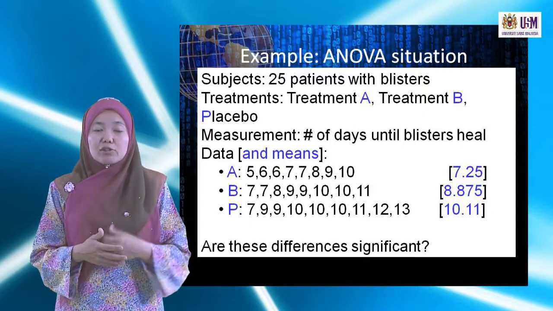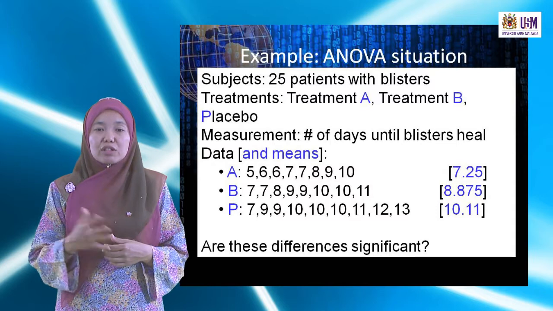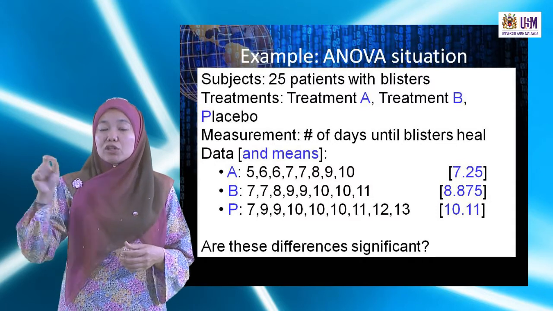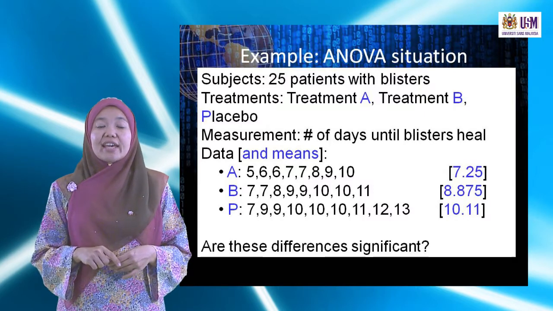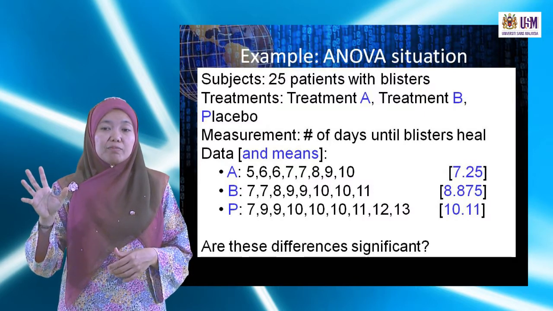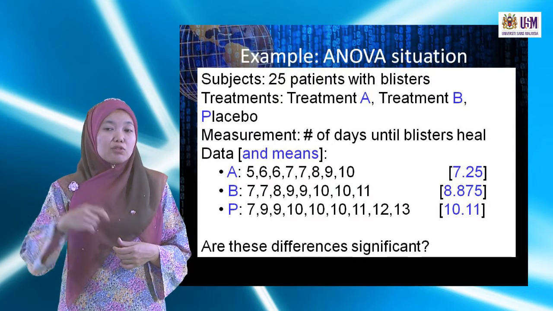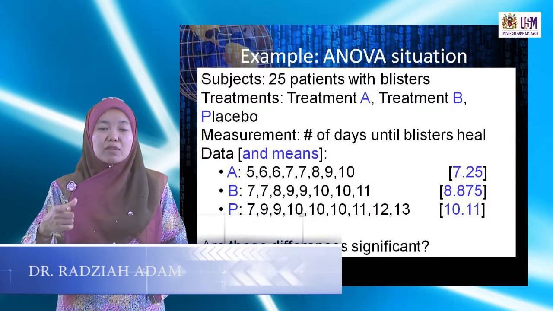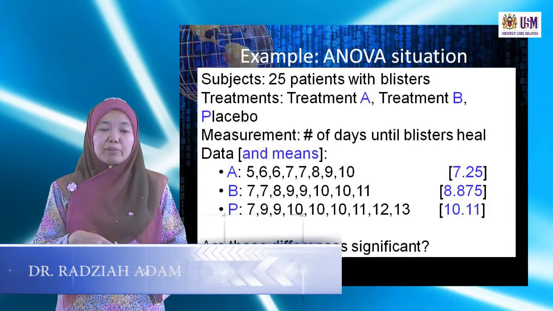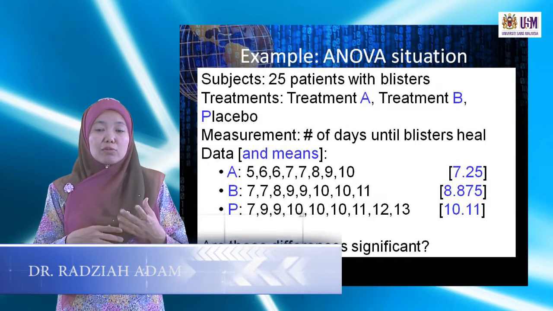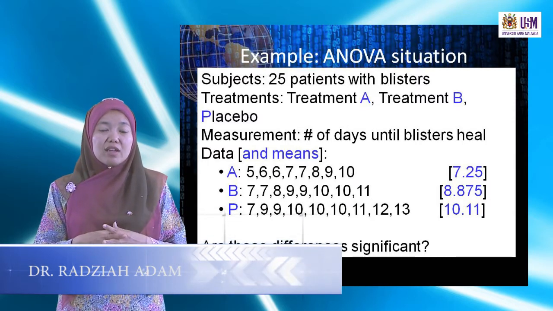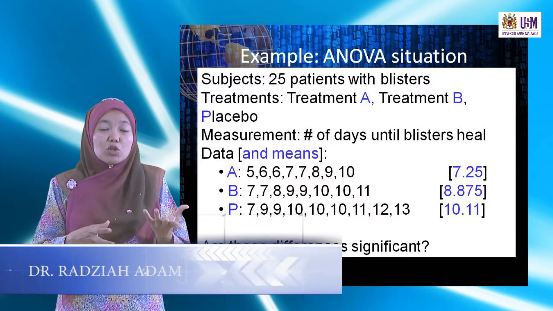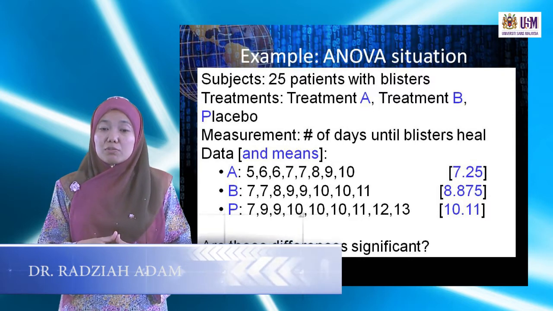So let's say you are a doctor faced with these 25 patients who are being given these three types of treatments. The question that you need to ask yourself now is: are these differences significant? You want to know whether 7.25, the mean for treatment A, 8.875, the mean for treatment B, and 10.11 for the placebo group, are more or less the same, or are they very much different? That means, is treatment B better than treatment A? Is it better or is it less? Or is it no good? This is the question that you need to be asking.